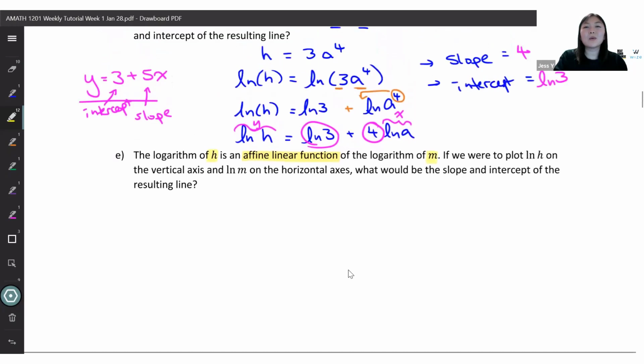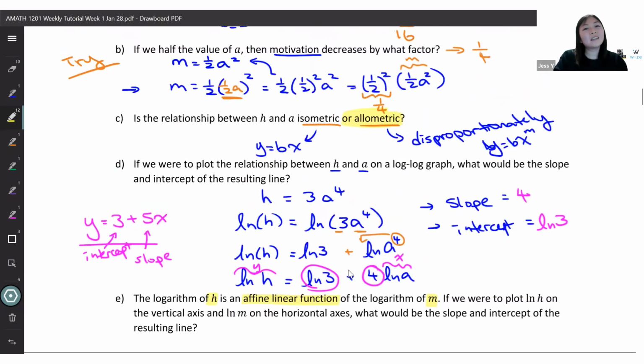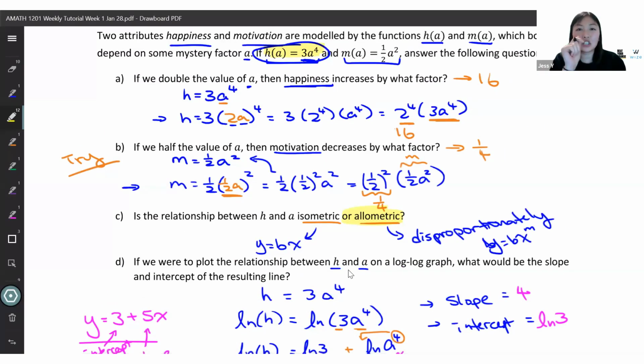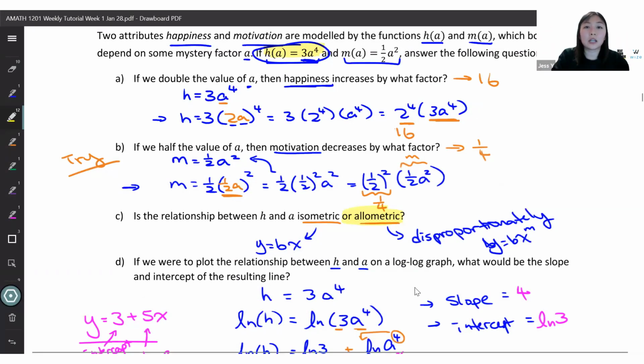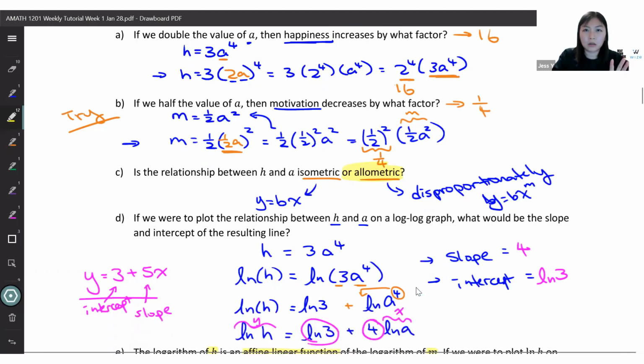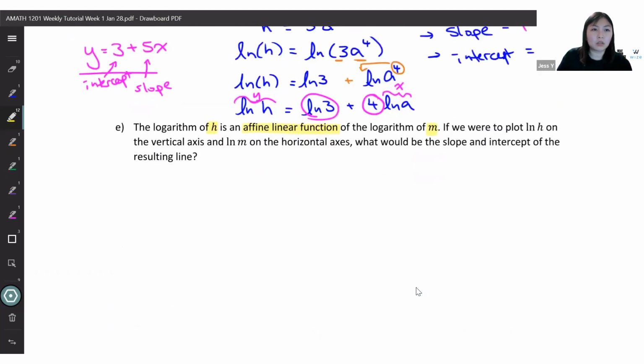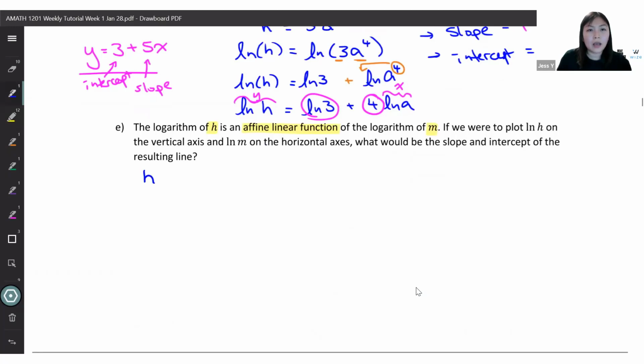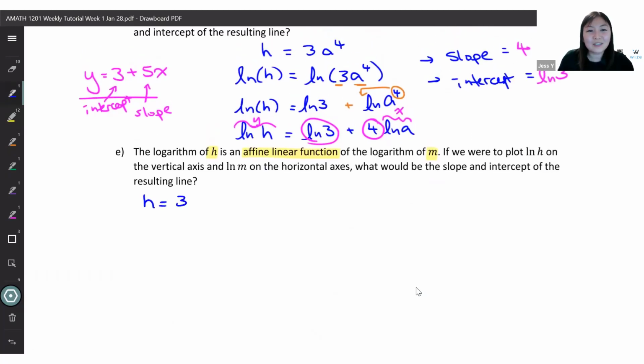And guess what? If I go back to my question, there's no single equation that relates h and m. That's what makes this question a little tricky. We need to somehow come up with an equation that relates h and m. So I'm just going to write down the two equations. We have h equals 3a to the fourth, and then m was 1/2 a squared, right? I believe these two are the equations.